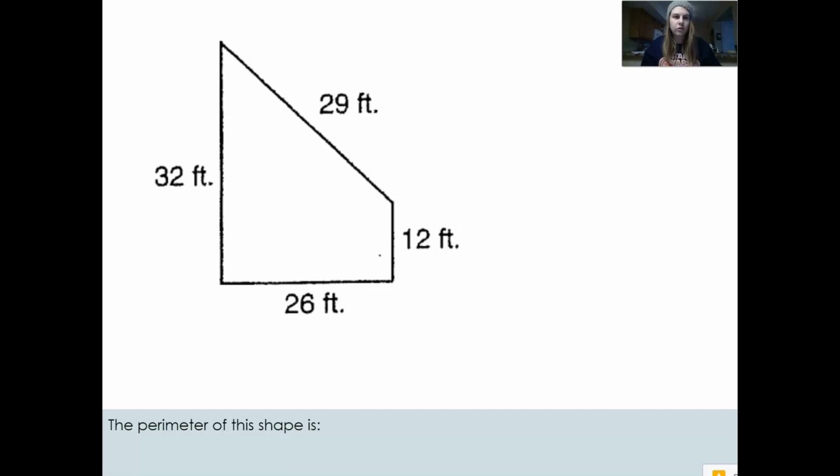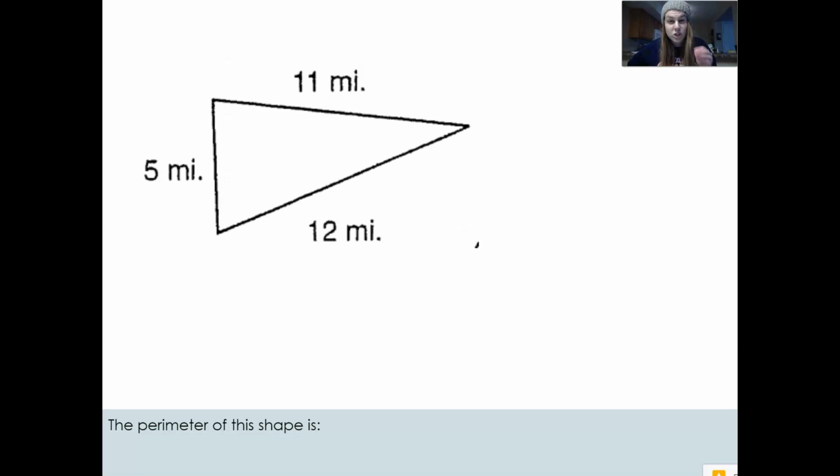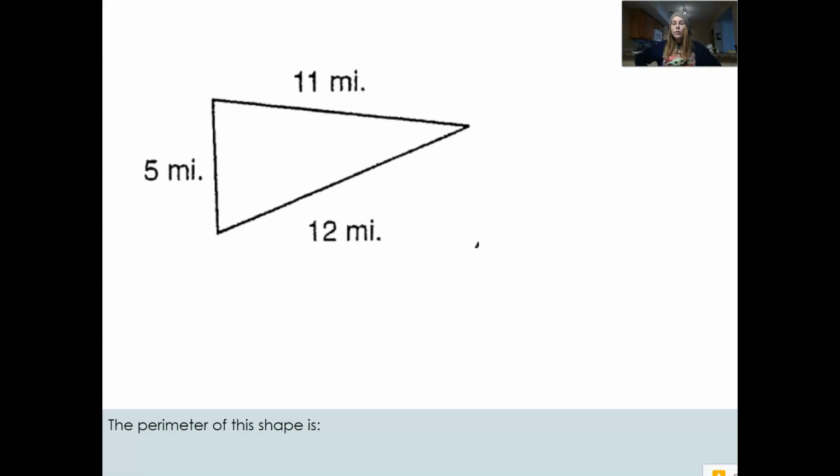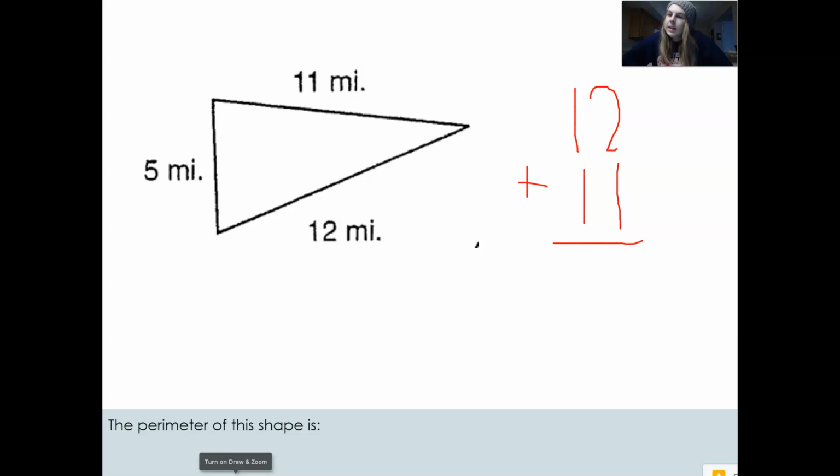Let's start by looking at this triangle right here. The reason why I want to start with this shape is because we have all of the sides already labeled for us, unlike some of these quadrilaterals like this rectangle. Now, when we're finding the perimeter of three-sided shapes, five-sided shapes, six-sided shapes, an easy way that works for each and every type of polygon is simply by adding up each of our sides. 11 plus 12 plus 5. Once we find the total of all three sides, then we know the perimeter. Let's do some adding together.